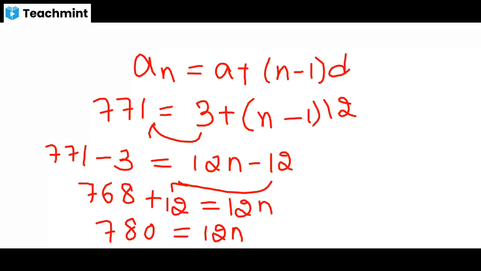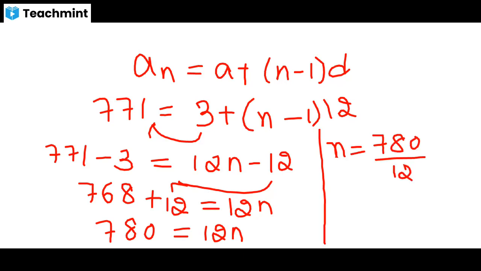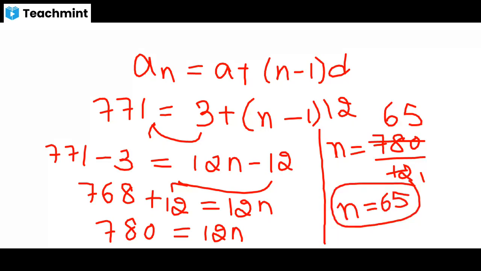So n value is equal to 780 divided by 12. 12 ones are 12, 6 are 72 and 6 remains, 12 5s are 60. So what n value do you get? 65. So the 65th term exceeds the 54th term by 132. Understood? So in this way you should solve the problems.